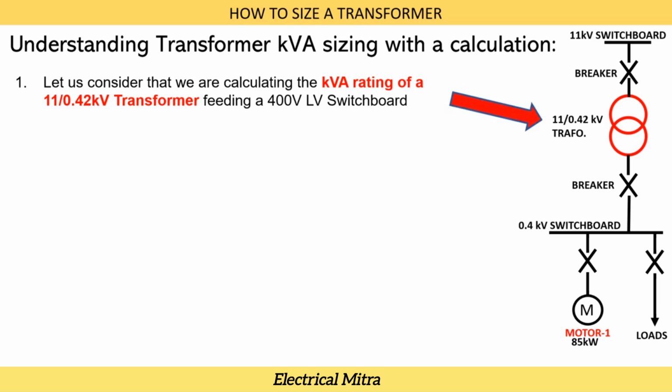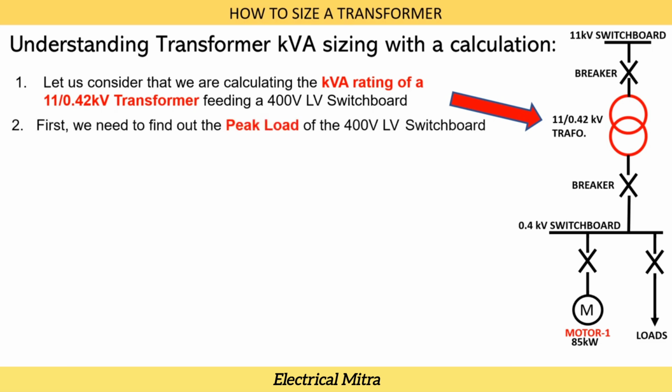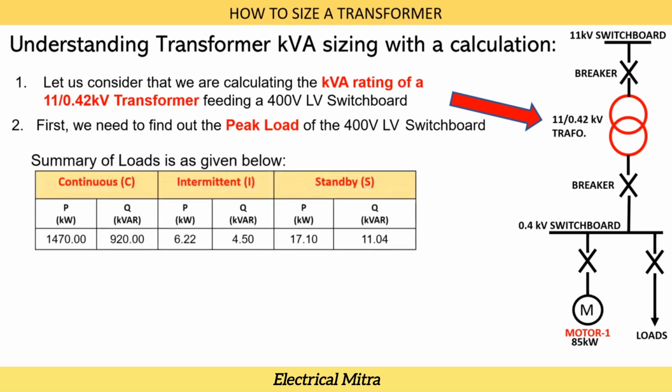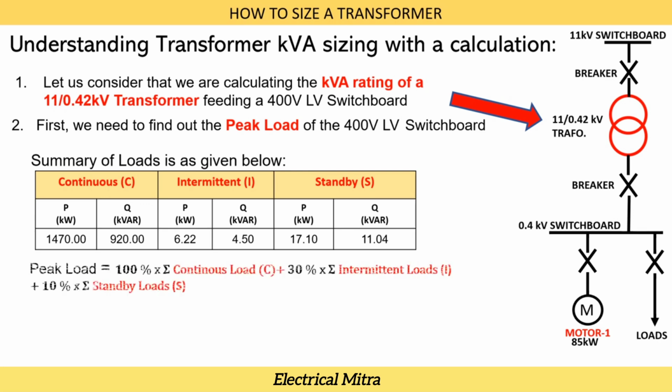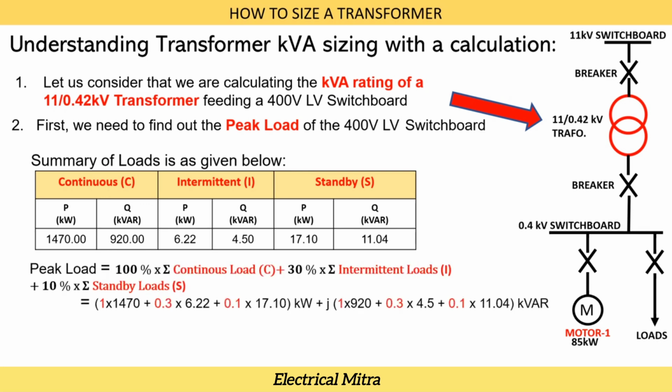For our example, we are calculating the kVA rating of a 11 by 0.42 kV transformer feeding a 400 volt LV switchboard as shown in the SLD. The largest motor connected to the 400 volt LV switchboard is a 85 kilowatt motor. So first we need to find out the peak load of the 400 volt LV switchboard. Details of the continuous, intermittent and standby loads of the 400 volt LV switchboard are given in the table.